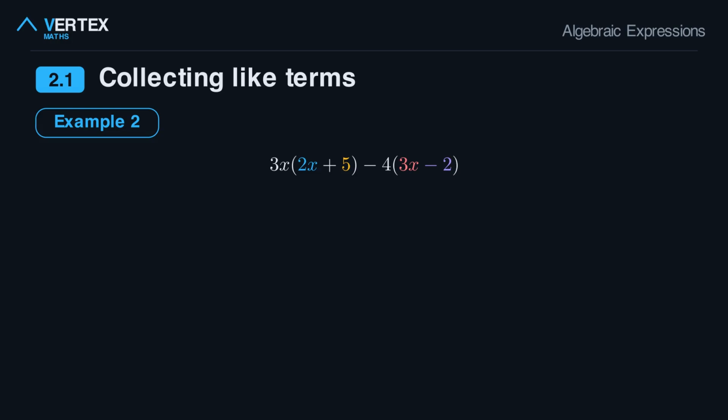We have two brackets to expand. We'll deal with each one separately, then collect like terms at the end. Expand 3x into the first bracket. 3x times 2x is 6x squared. 3x times 5 is 15x.